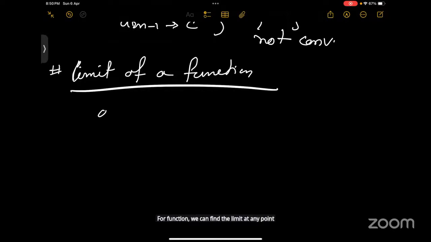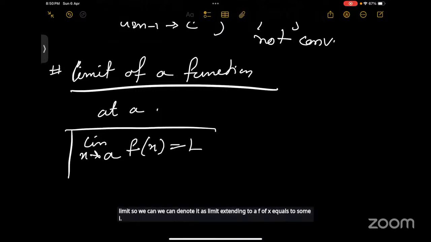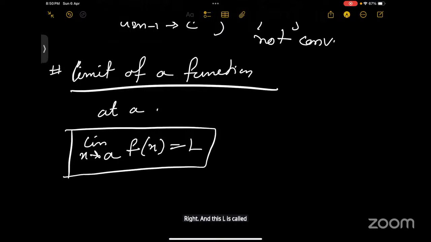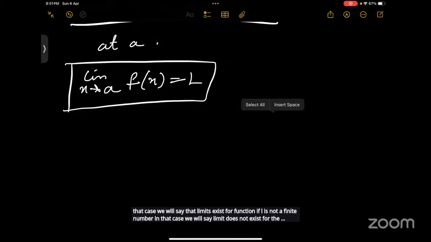So at a, if I find the limit, we can denote it as the limit as x tends to a of f of x equals some L, right? And this L is called the limit of the function. If L is finite, we say the limit exists for the function. If L is not a finite number, we say the limit does not exist for the function, right?